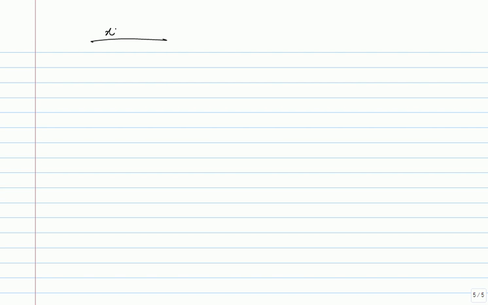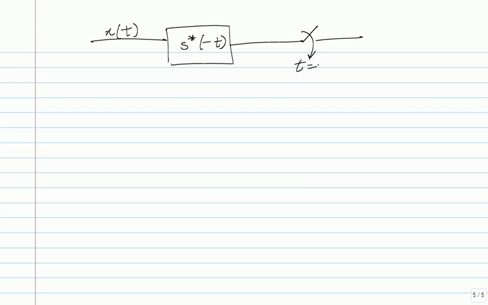So how do you do it? You take x of t and filter it with S star of minus t. That's the impulse response which is matched to S of t. If you sample at t equals 0, you end up getting the inner product between x of t and s of t, which will be some complex number, some a plus jb. It's easy to prove this. It's not too difficult, but I'm not going to write a detailed proof. Try to write down the proof if you're interested. But a filter which has impulse response equal to s star of minus t is called a matched filter.